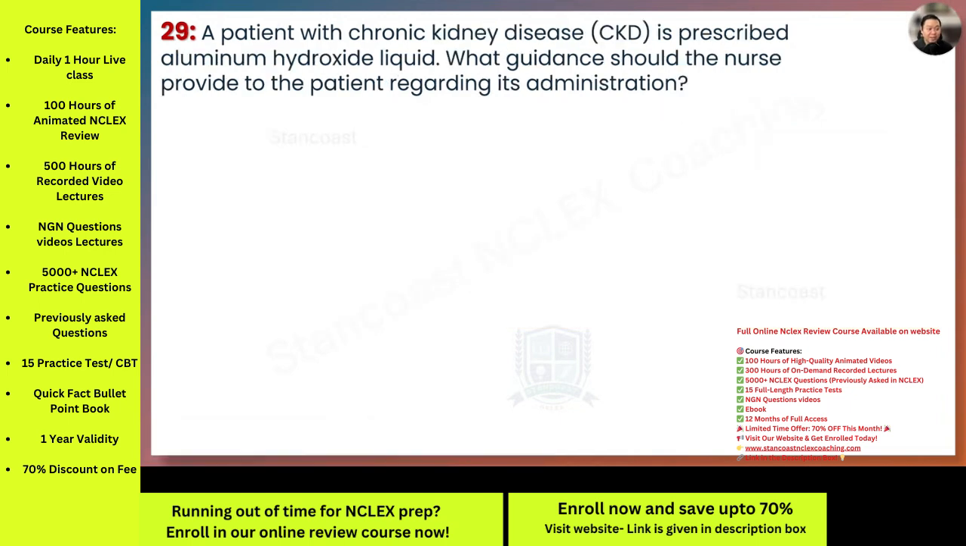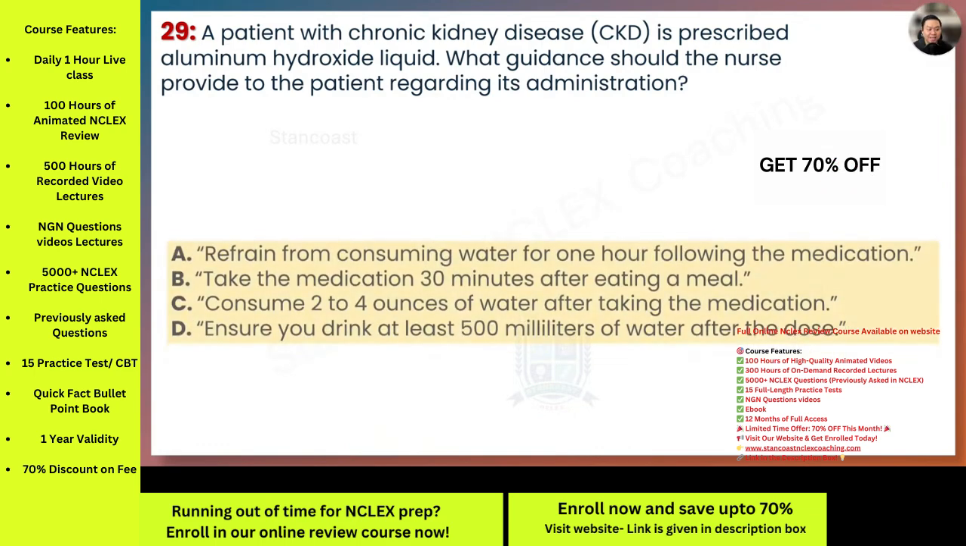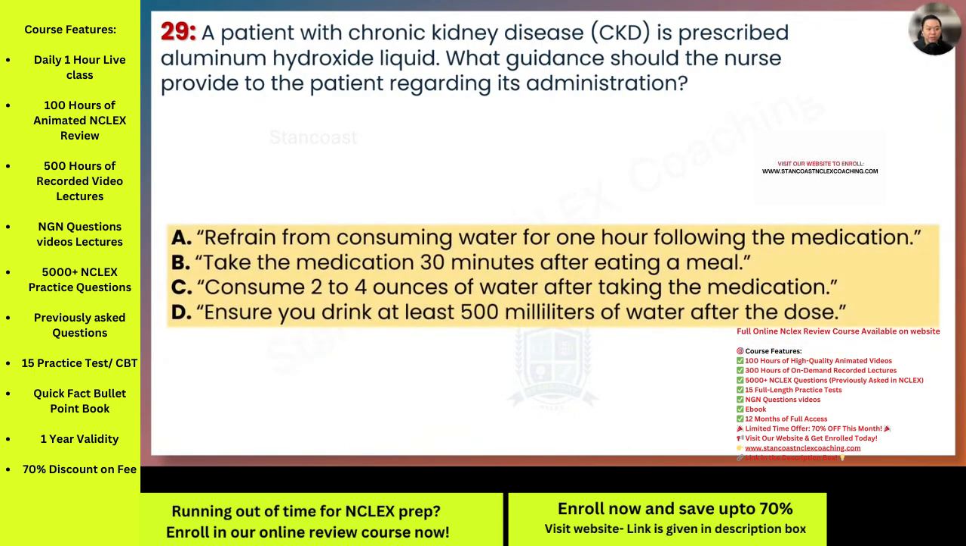29. A patient with chronic kidney disease is prescribed aluminum hydroxide liquid. What guidance should the nurse provide to the patient regarding its administration? Options: A. Refrain from consuming water for 1 hour following the medication. B. Take the medication 30 minutes after eating a meal. C. Consume 2 to 4 ounces of water after taking the medication. D. Ensure you drink at least 500 mL of water after the dose.